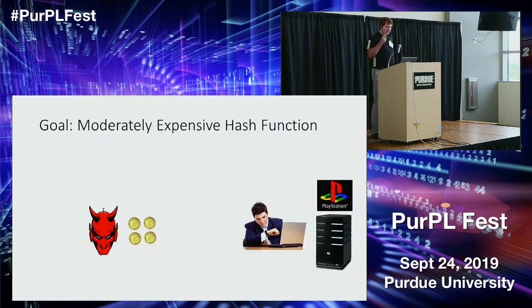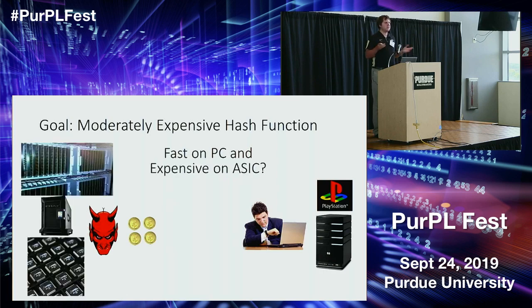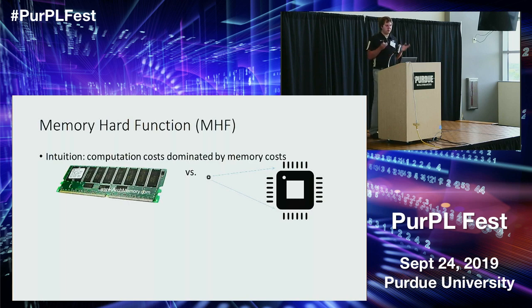So our goal then is to design a moderately expensive hash function, which can be computed quickly on a regular personal computer and is still expensive if the attacker has an application-specific integrated circuit. So that's a challenging goal. How do we approach this problem? Well, one of the main approaches is to design something called a memory hard function.